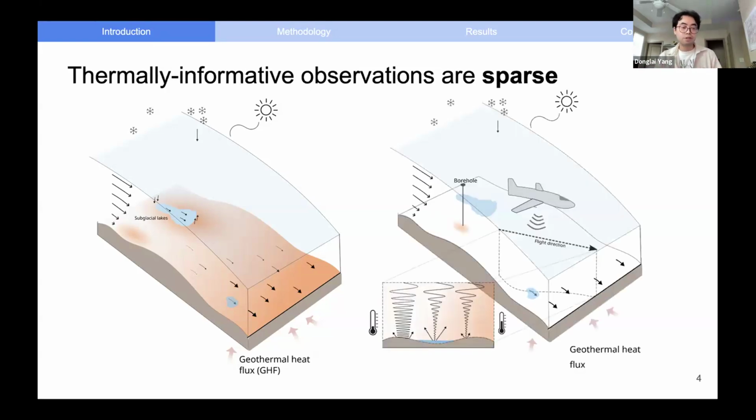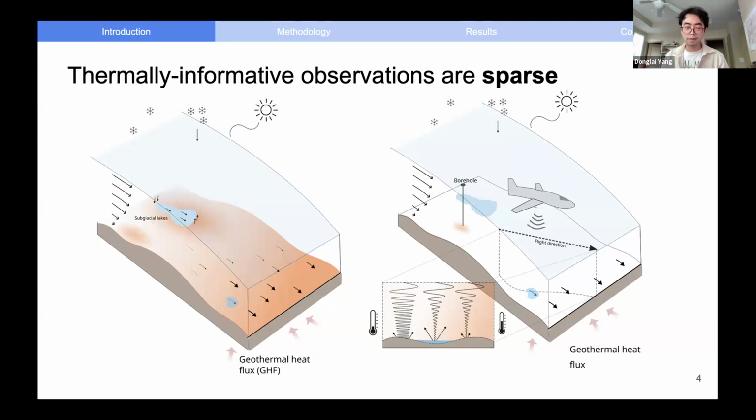But unfortunately, the reality, which is shown here on the right, is kind of grim. It is grim in that the thermally informative observations that we have are pretty sparse. For example, you might get boreholes, but across Antarctica there may be just a dozen of them that have temperature data. Now we have radar echo sounding, which is a great tool.